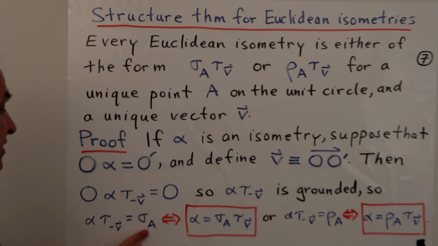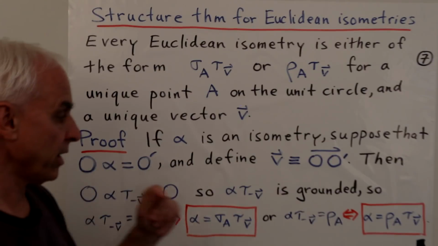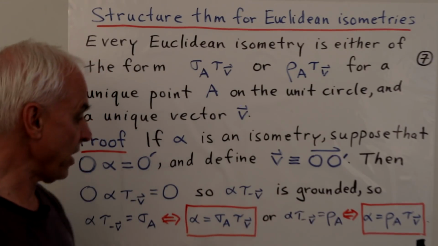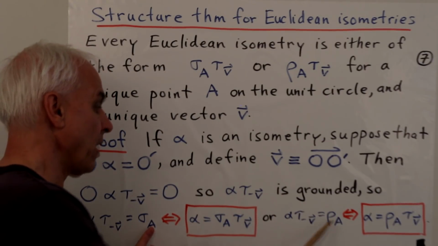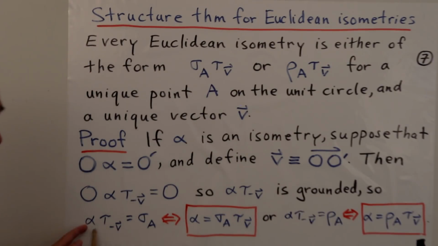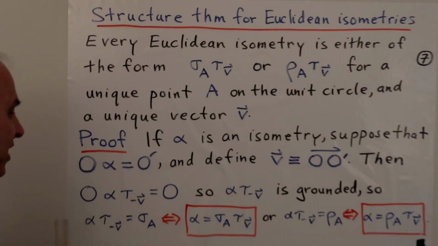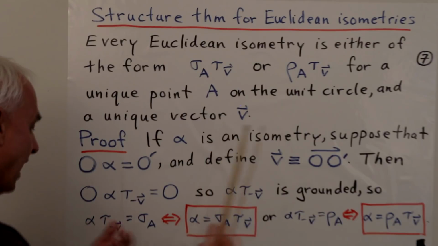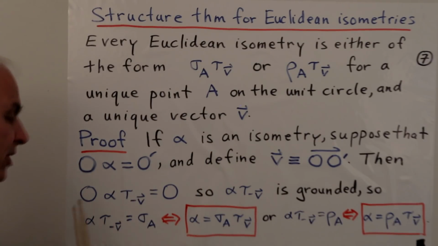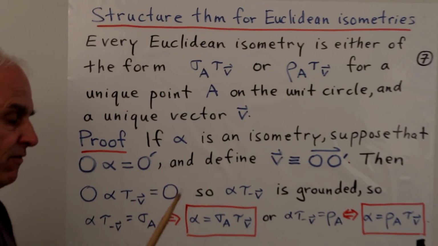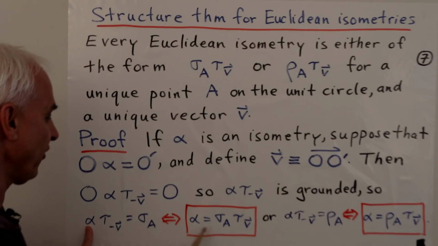We know that either it's a reflection or it's a rotation, corresponding to some point A on the unit circle. In case this thing is a reflection sigma A, then we can rewrite this by multiplying on the right by the isometry tau sub v, which is the inverse of this one. So if we apply tau sub v on the right, then crucially that will get rid of that tau sub minus v because they are inverses. And we'll just have alpha equals sigma sub A tau sub v.